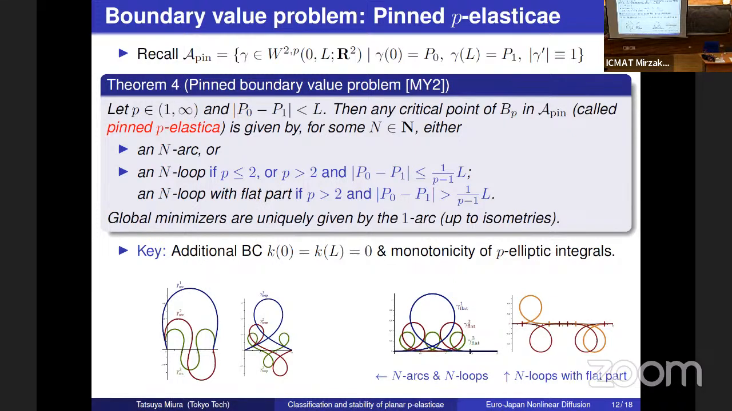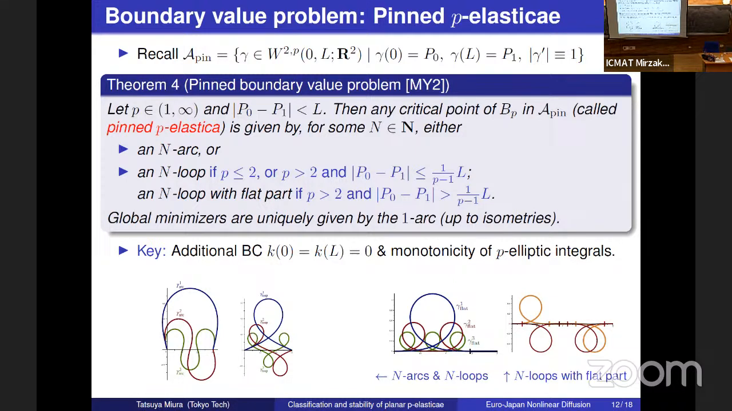But in the degenerate regime, if the endpoints are far from each other, then we can have some kind of flat path critical points. This case is quite different from the previous one, because the critical points may have no periodicity in a sense. And also we have a kind of freedom with respect to the position of the loop. So this is a difficulty in this context. But anyway, we can still classify all the possible critical points.